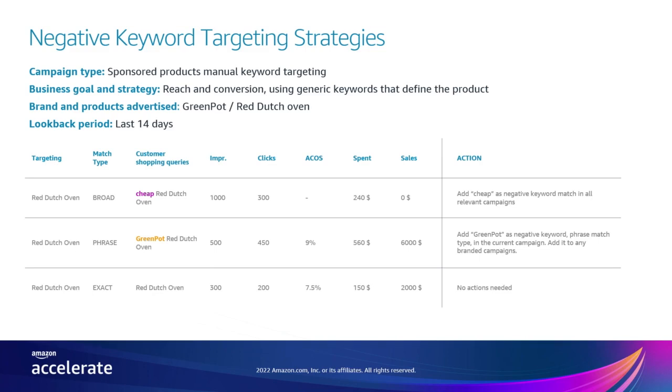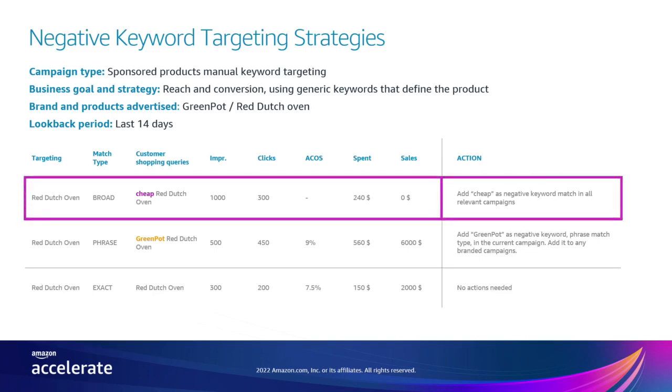For the first scenario, identify low-performing keywords in the search term report and add them as negative keywords. In our scenario, the targeted keywords were being broadly matched to cheap Dutch oven, which didn't generate sales. The keyword cheap is not resulting in strong performance, and to help reverse that, it should be added as a negative keyword in all relevant campaigns.